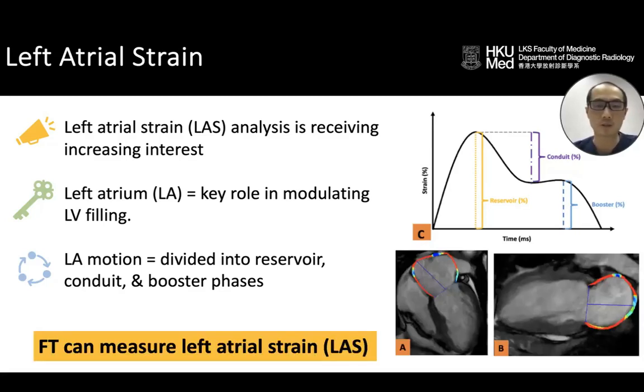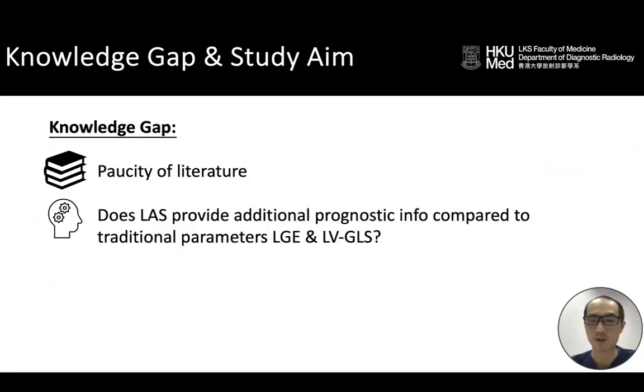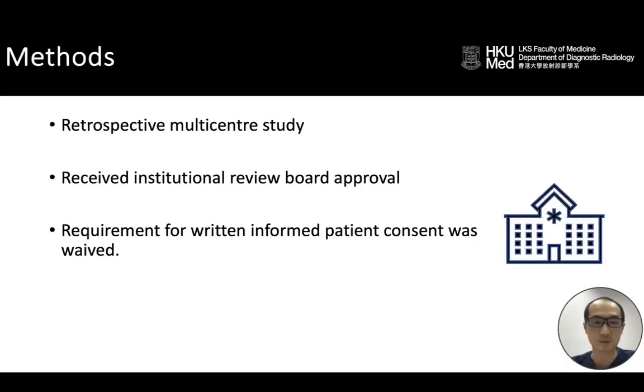So CMR-FT can perform left atrial strain analysis. And the knowledge gap that we were trying to address is really the lack of literature looking at left atrial strain in DCM patients. And particularly, we really wanted to compare it with LGE and LV-GLS, LV-GLS being LV global longitudinal strain. So our study aim was to evaluate the prognostic utility of FT left atrial strain, abbreviated LAS parameters, in patients with ischemic or non-ischemic dilated cardiomyopathy, and compare this with LGE and LV-GLS.